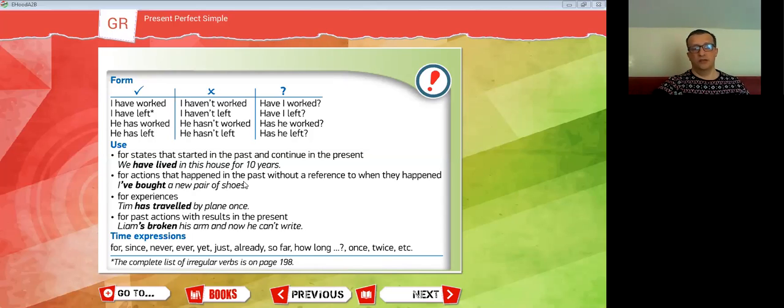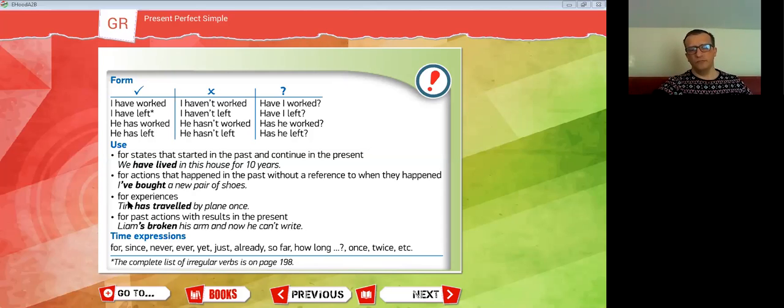Because I have the shoes. I still have those shoes with me. Again, there's a present result at the same time. I have bought a new pair of shoes. I don't give time. This is an experience for me. So I can use present perfect tense. I use have or has and the verb third form.